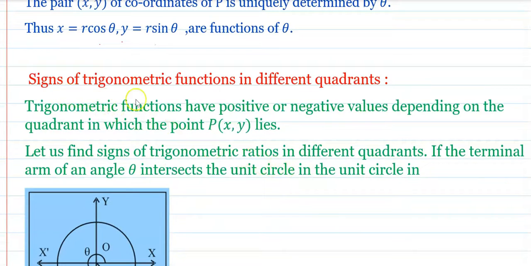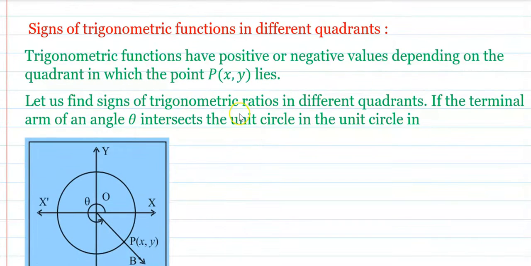Now the signs of trigonometric functions in different quadrants. Trigonometric functions have positive or negative values depending on the quadrant in which the point P lies. The sign depends on the quadrant in which this point P lies. Let us find the signs of trigonometric ratios in different quadrants, and how the sign will be in different quadrants, we will see here.